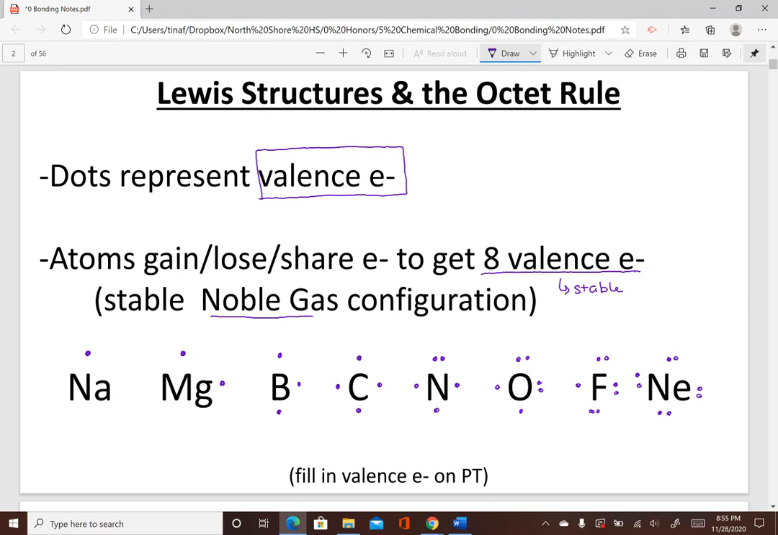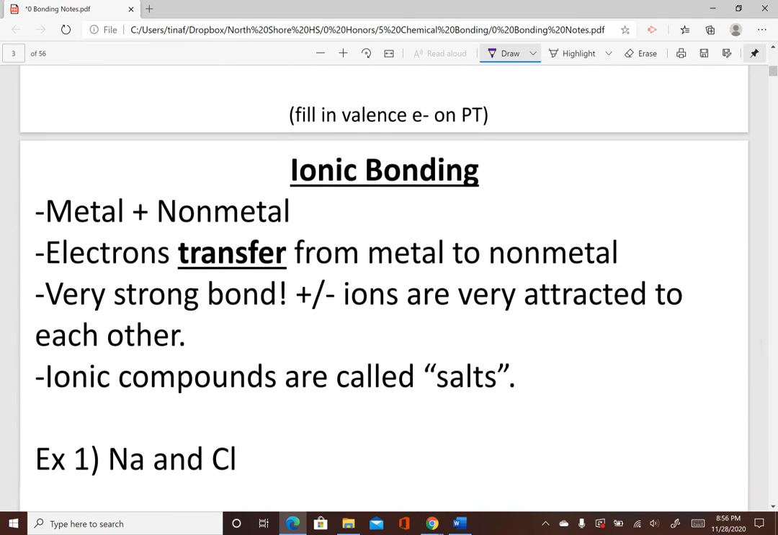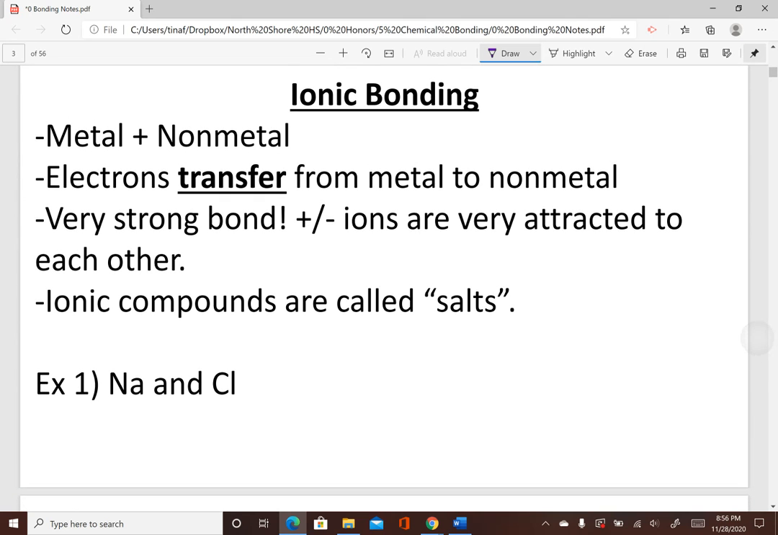So what they're going to do is they're either going to gain electrons or lose electrons or share electrons, which are ways that atoms form chemical bonds. And the purpose of them doing that is to somehow get a valence shell that has 8 electrons in it. So they all want to be like neon or like a noble gas. Okay? All right. So we're going to look at ionic bonding first. That's what this video is going to be about.